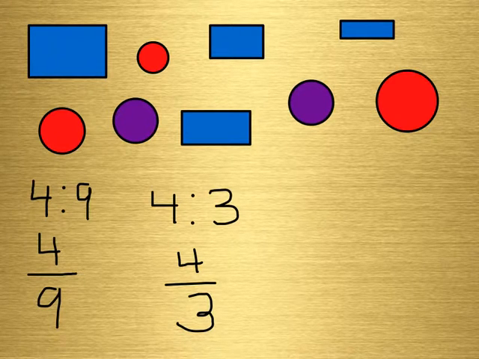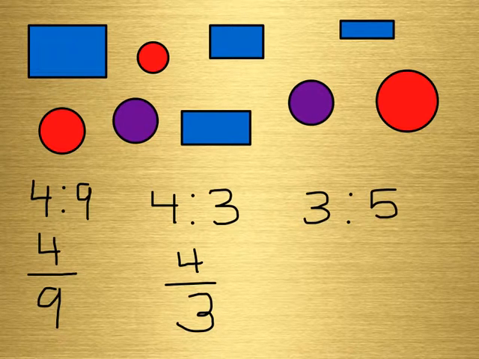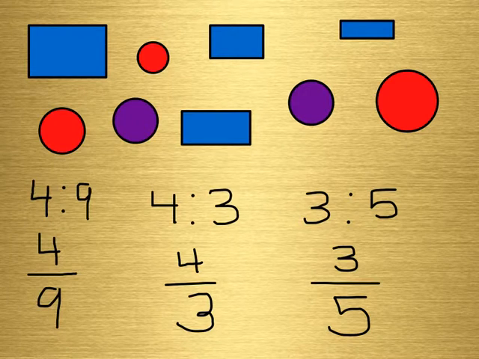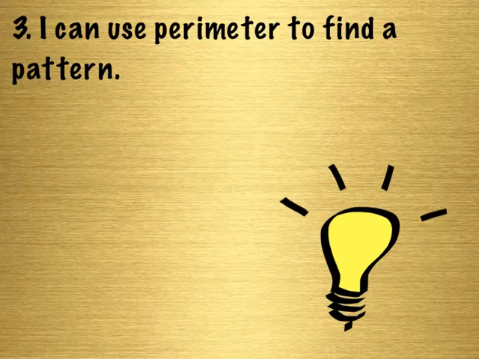Or I could do the ratio of red circles to circles. Then I would have 1, 2, 3 red circles to 1, 2, 3, 4, 5 circles. So my ratio is 3 to 5, or 3/5. So those were just pretty quick reviews.